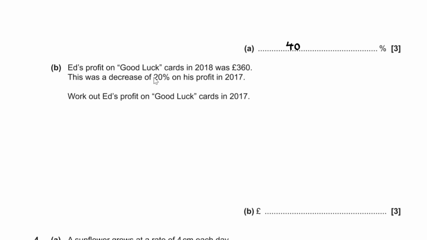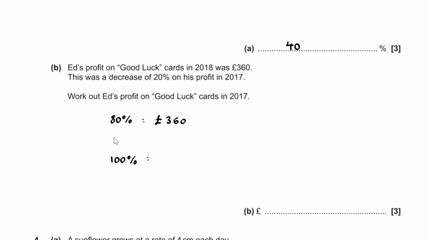This was a decrease of 20% on his profit in 2017. We have to work out Ed's profit on Good Luck cards in 2017. Well, over here, if we have decreased by 20%, that means that 80% would correspond to £360. And we want to work out what 100% is, the profit in 2017.